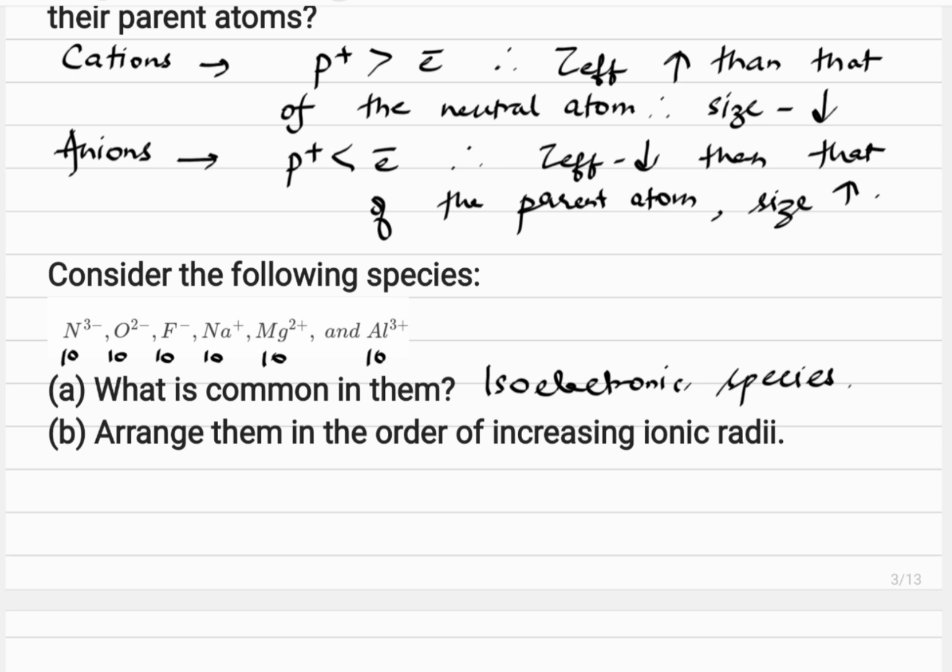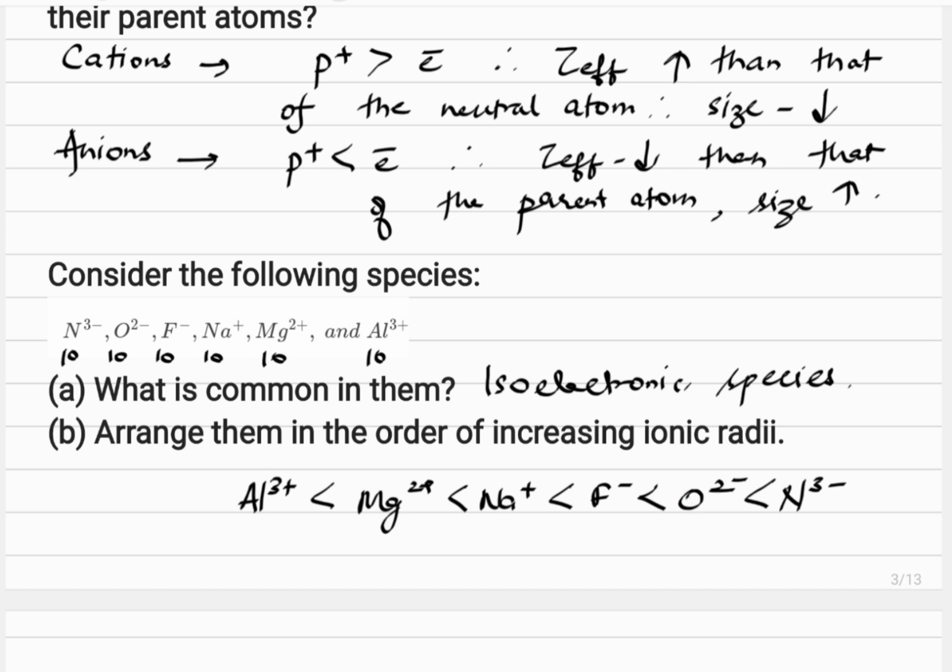So if you have isoelectronic species, it's very simple to arrange them in increasing order of their ionic radii. All you have to do is begin with the ion which has the highest positive charge, because that would be smallest. Then go towards the biggest ion, which would be the anion with the highest negative charge. That means nitride would be the largest in size. Now fill up the rest of them.